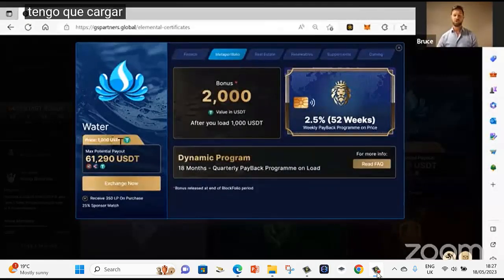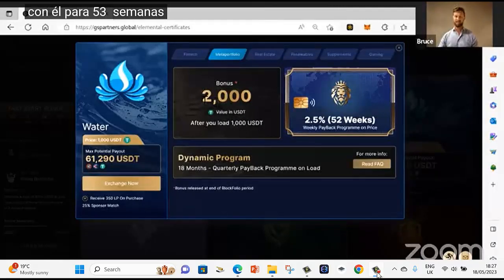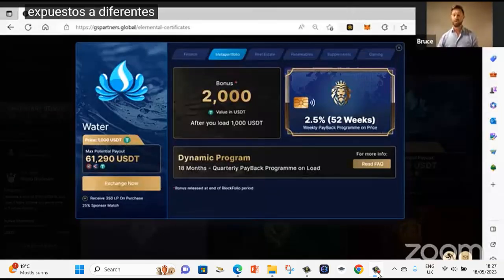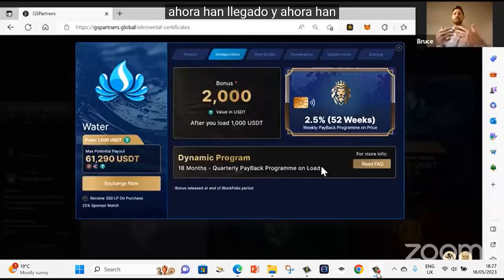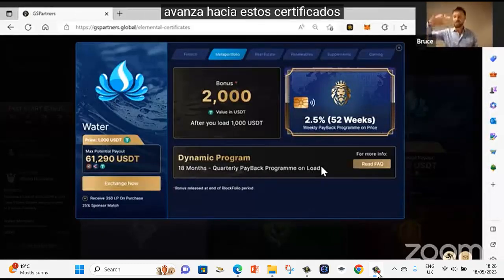Because you've already purchased your certificate, you don't have to purchase it again. So once off, if you load 1,000 USDT into your meta portfolio, it releases a 2,000 bonus at the end of the blockfolio period. The blockfolio period for the meta portfolio is 18 months. And we don't know what the quarterly payout will be because this particular blockfolio is exposed to open market conditions, meaning it might be in profit some months, in loss other months, and we're not really sure where it will finish.